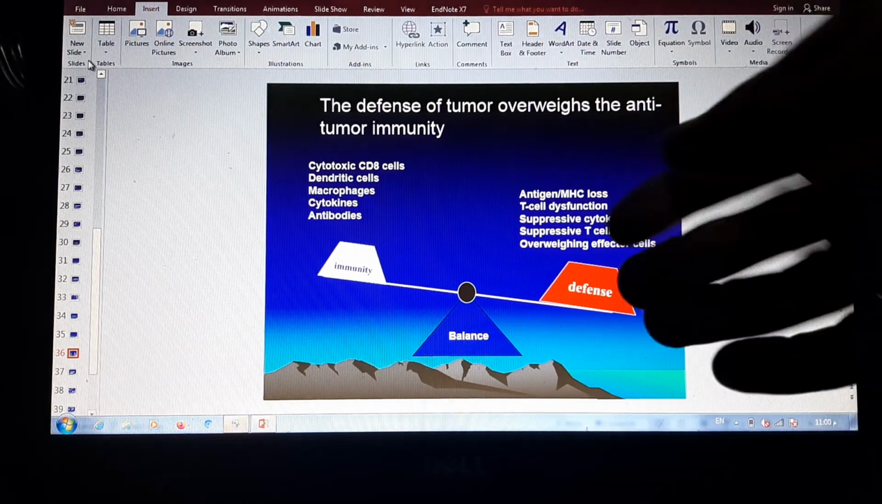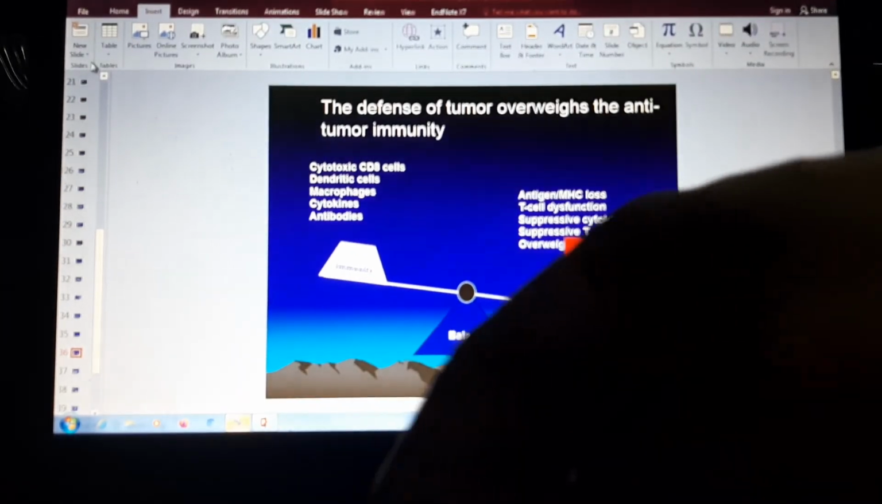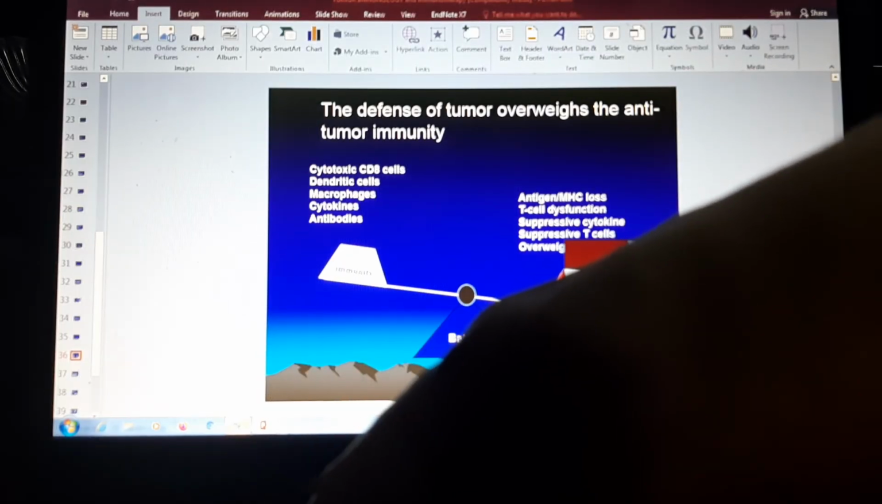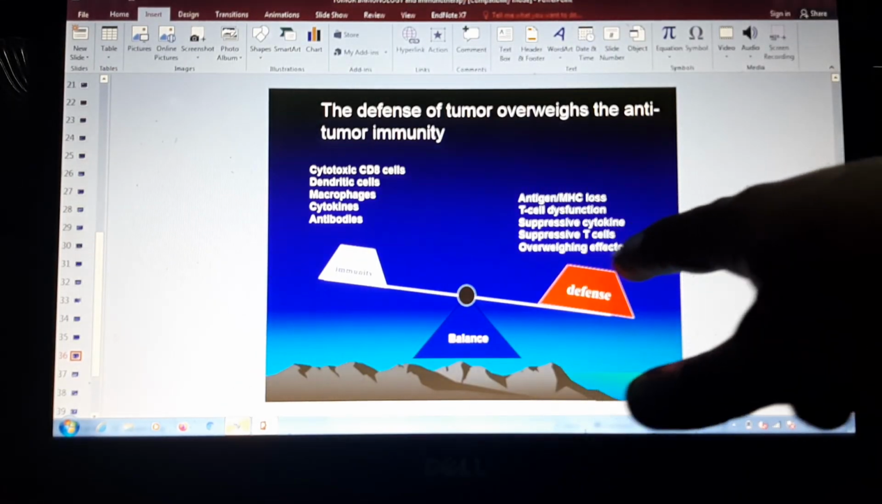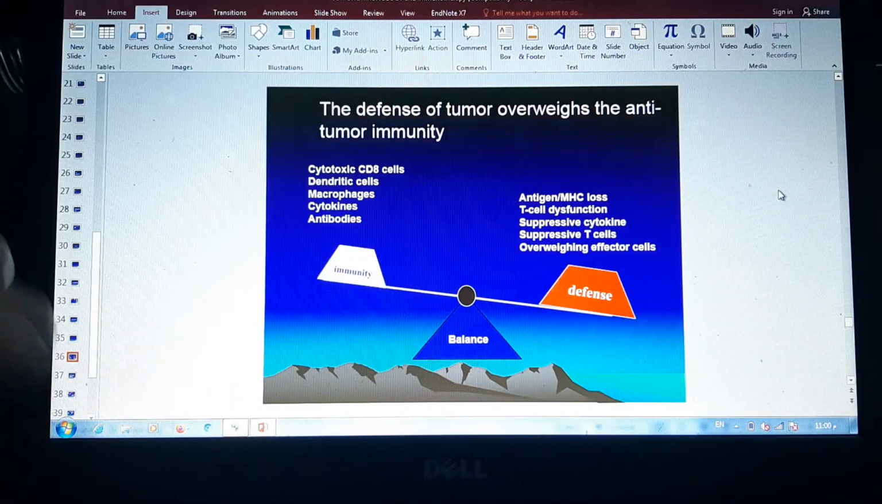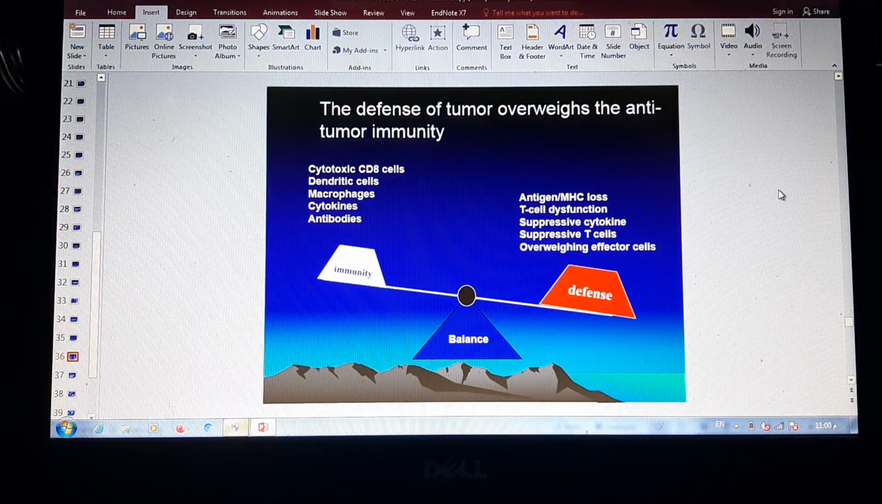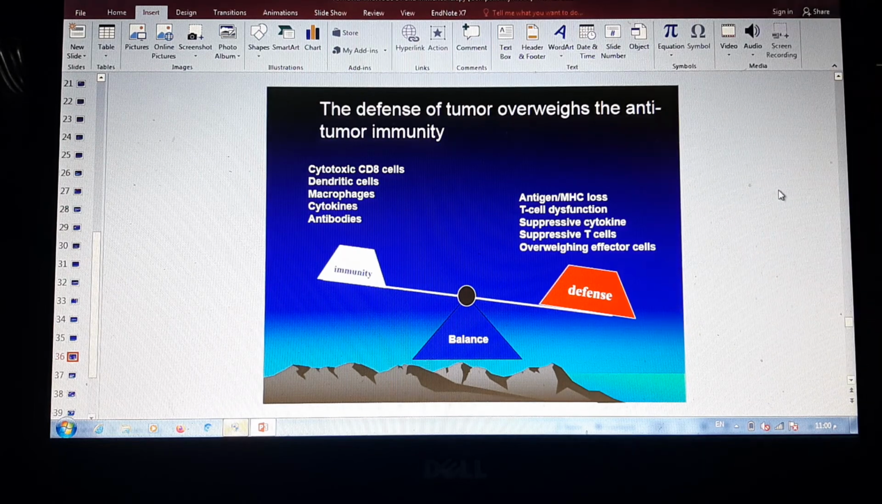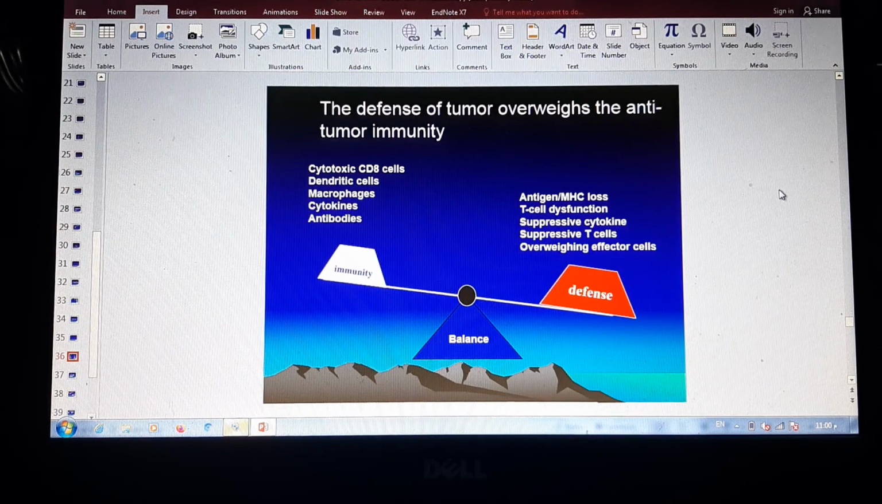T cells that suppress the immune response, overweighing effector cells, that means the cancer cell will replicate quickly. All these will lead to the defense way of the tumor cells. That means it is dangerous. That means the tumor will progress into a tumor mass, and the defenses of the tumor overweigh the anti-tumor immunity.